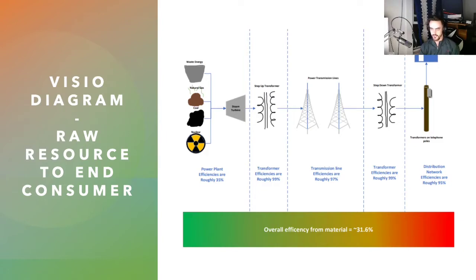Transmission line efficiencies are roughly 96 to 98%, but we're going to see how they are that high. And then the power is transformed back down and distributed to end users. And the overall efficiency of this process from raw resource to end user consumption is around 31 to 32%.